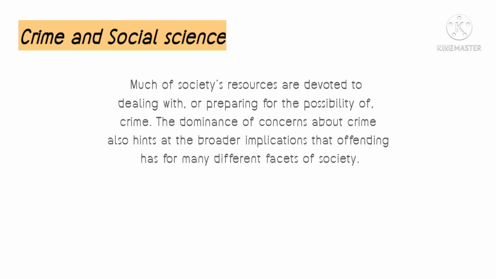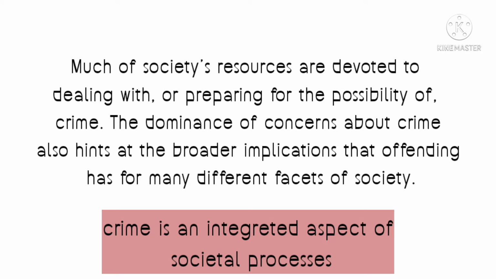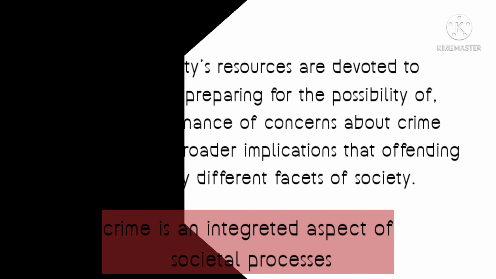Next is crime and social science. Much of society's resources are devoted to dealing with or preparing for the possibility of crime. The dominance of concerns about crime also hints at the broader implications that offending has for many different facets of society. They suggest that rather than being an outlawed subset of social activity, crime is an integrated aspect of societal processes.